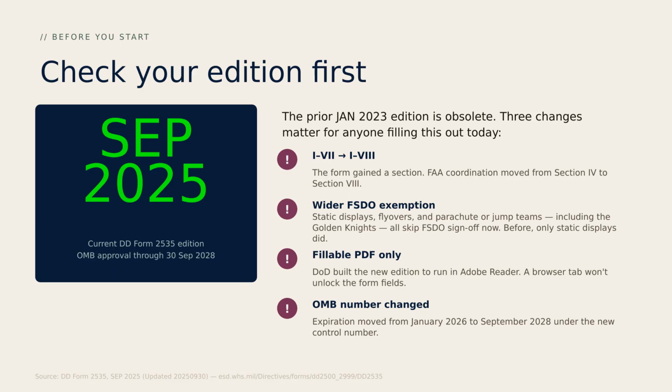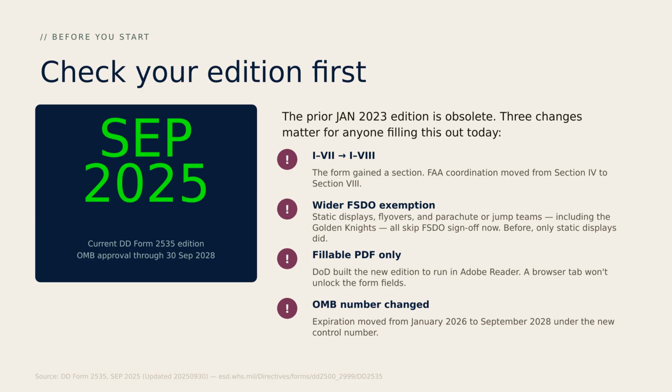It helps to be precise about what DD Form 2535 actually is, because the most common mistake organizers make is treating it like a booking request. It isn't one. It's an eligibility screen. The form tells the Department of Defense whether your event qualifies for a flyover, a static display, a single aircraft demonstration, or a full demonstration team. A favorable determination means the door is open. It doesn't mean anyone has agreed to show up.